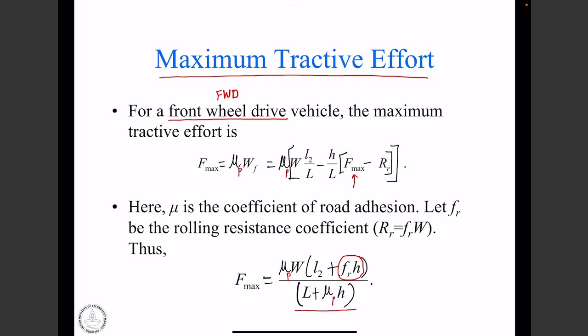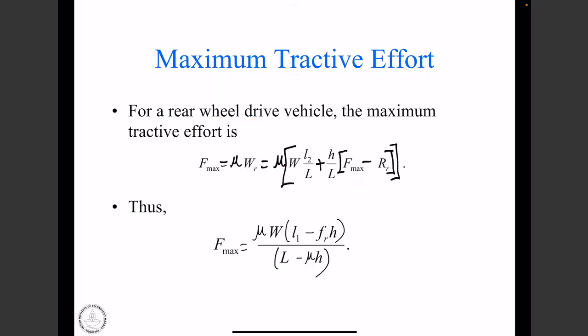So what have we done? We are considering a front wheel drive vehicle. We want to find out the maximum tractive force available from the front wheel drive vehicle at the tire road interface. So we take F max equal to mu P times WF, we substitute for WF, and we simplify for F max, and this is what we get. This expression tells us the maximum tractive force that we get out of a front wheel drive vehicle. That is point number one.